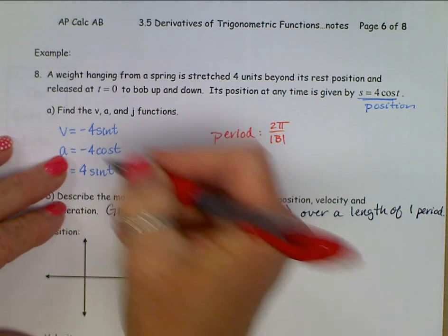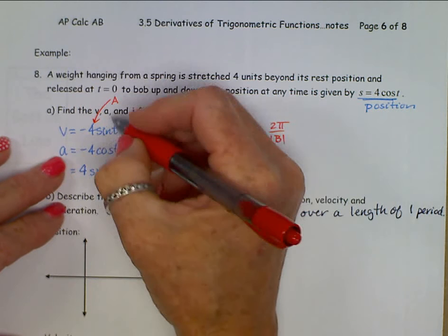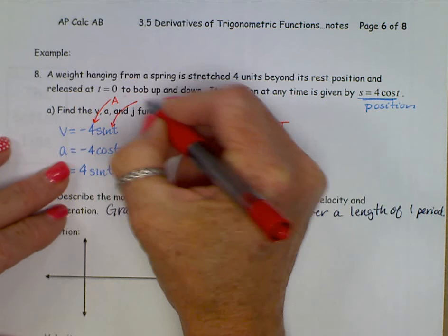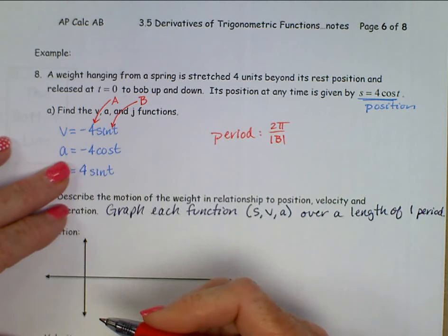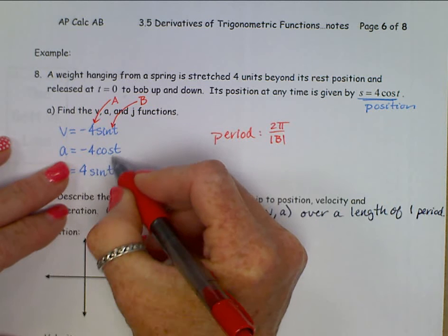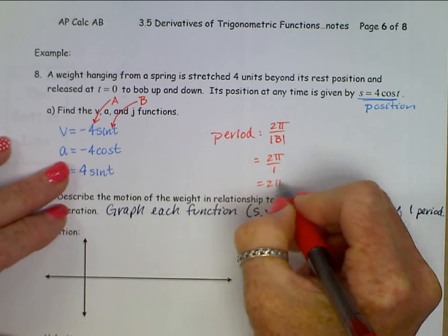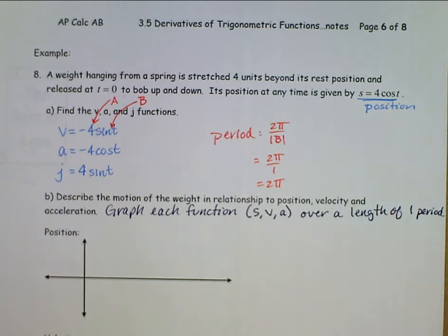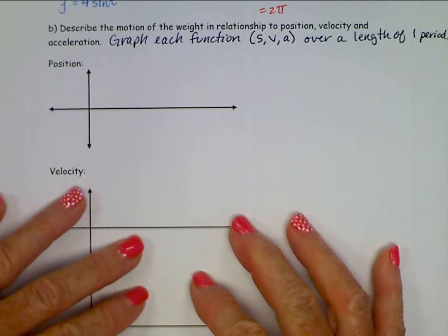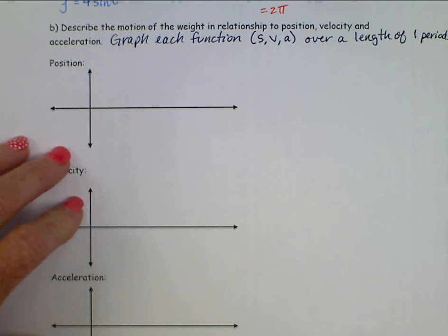And do you remember? The a part told you about amplitude, and the b is the coefficient of the variable. So for all of these, the period is 2 pi over 1, or 2 pi. What that tells us then is when we graph these, position, velocity, and acceleration, we need to graph these over a period of 2 pi.